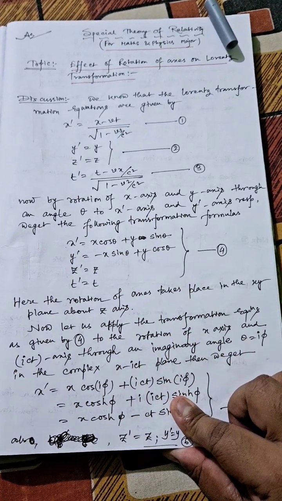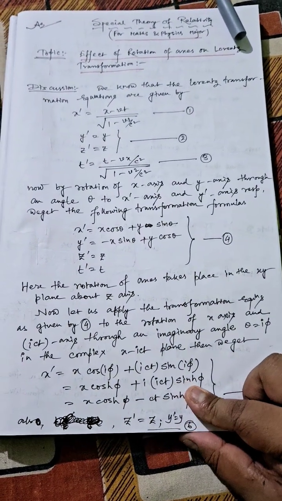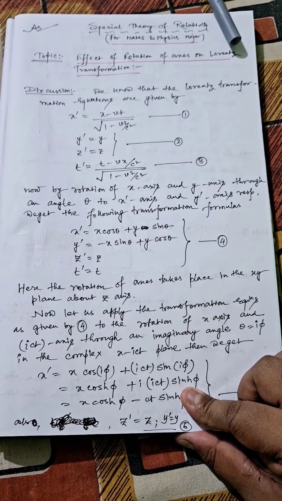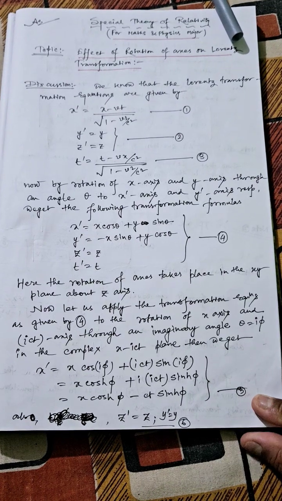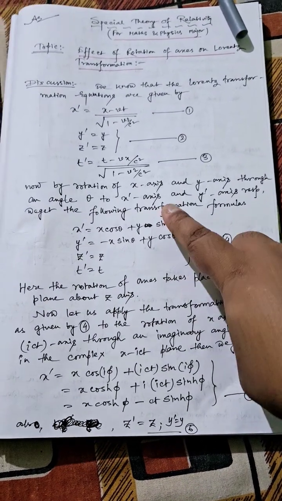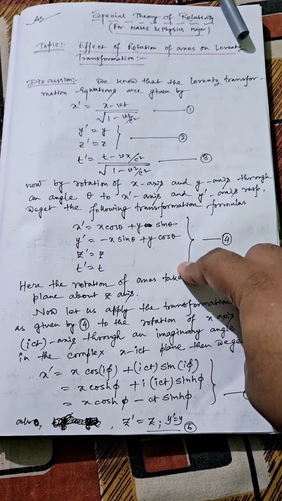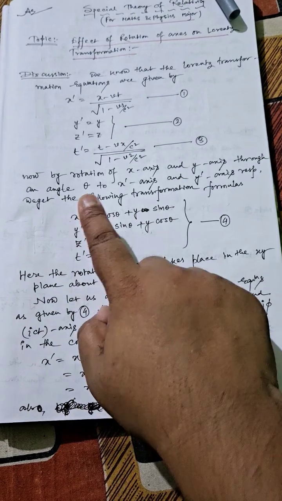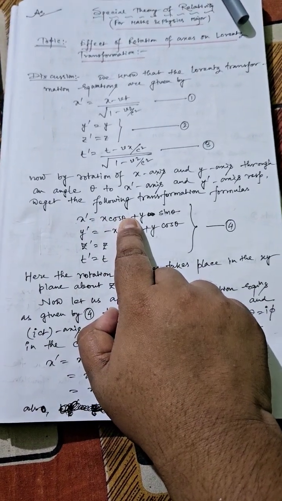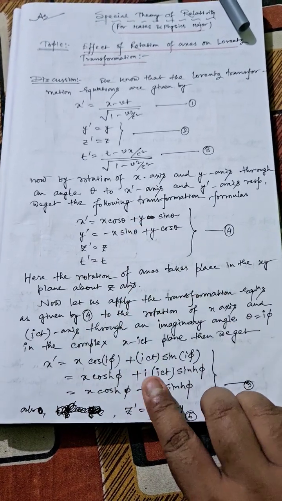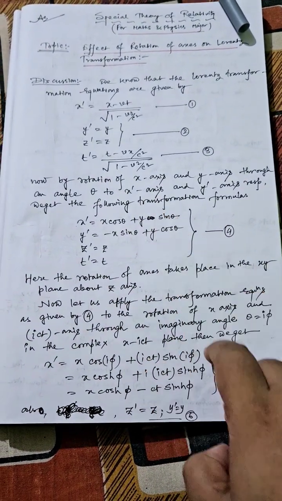Now instead of considering rotation in the xy plane, if we want to consider the rotation in the x-ict plane, that means we are considering an imaginary plane by means of an imaginary angle theta = i phi, then these equations should be modified to some extent. For that purpose you can see I have written x' = x cos(i phi). As mentioned earlier, we are considering the x-ict plane, so y should be replaced by ict, then sin(i phi).